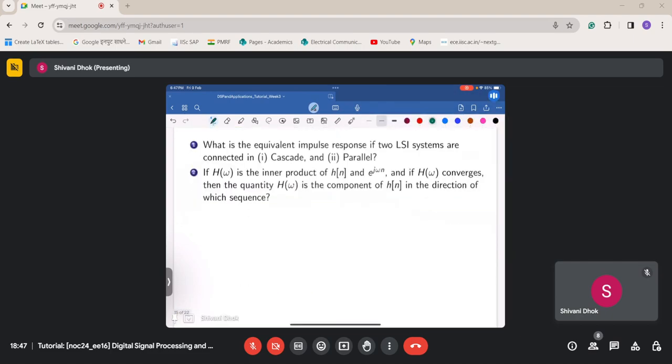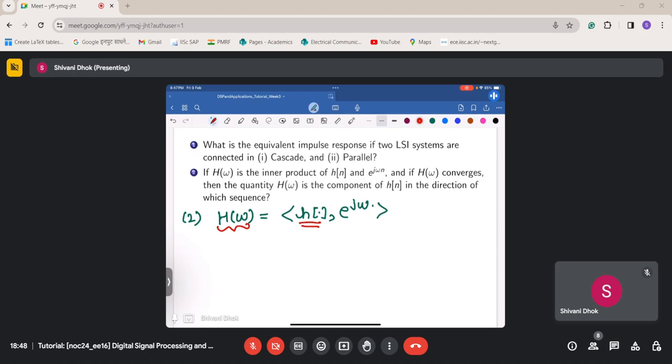Now let us go on to the second part. What it says is, if H of omega is the inner product of h of n and e power j omega n, so H of omega is the inner product of the sequences h of n and e power j omega n, and if H of omega converges, then this quantity H of omega is the component of h of n in the direction of which sequence.